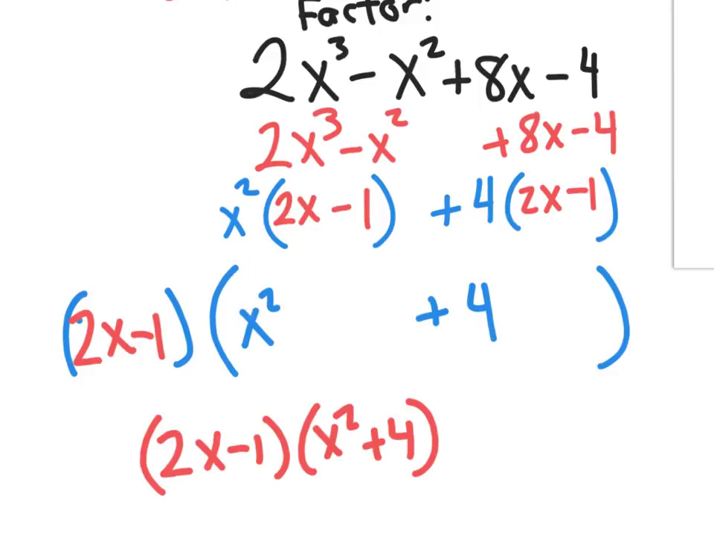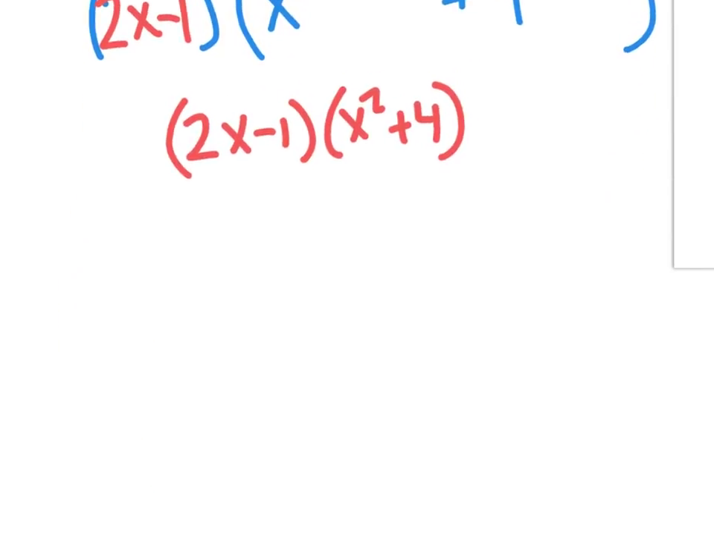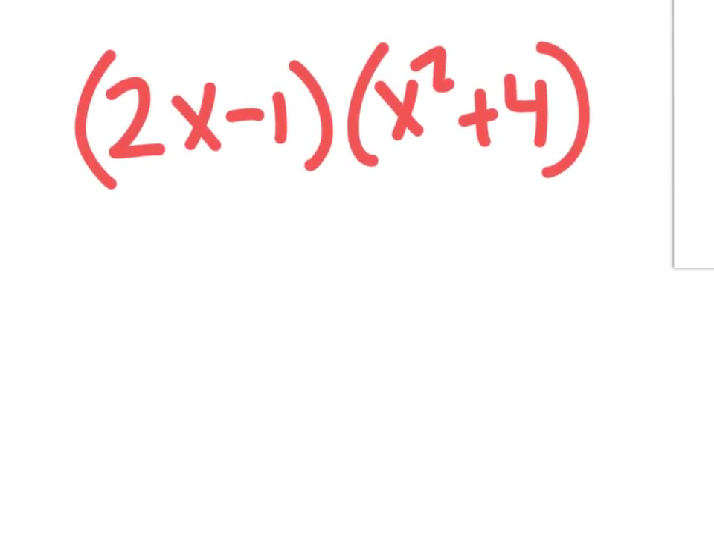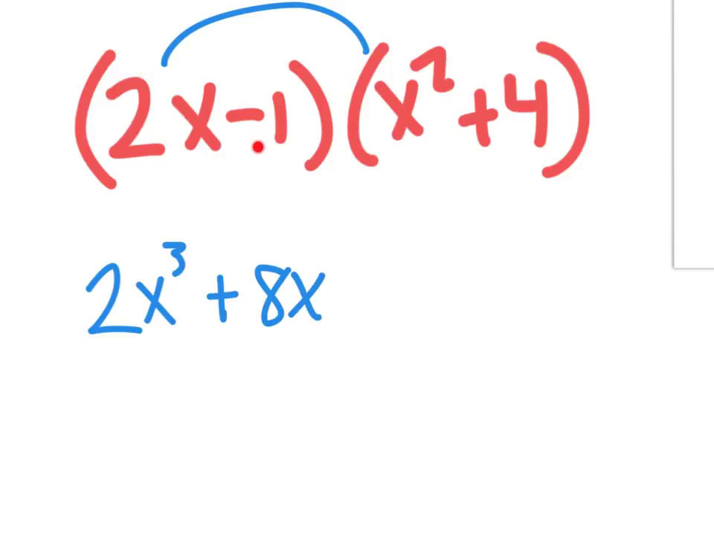There's my factored form. Now remember, factoring is a reverse distributive property, which means if I were to take this problem right here and distribute, let me demonstrate. 2x times x squared, 2x to the third. How about 2x times 4? Positive 8x. And how about negative 1 times x squared? That's negative 1x squared. And how about negative 1 times positive 4? That's negative 4. Ladies and gentlemen, this is the question that it came from, right?